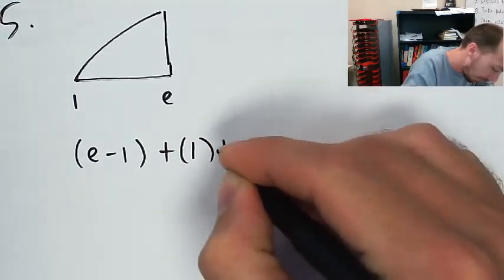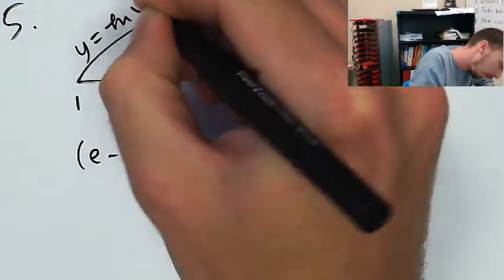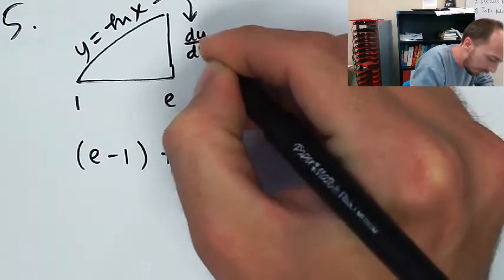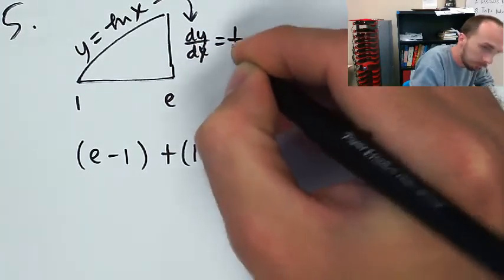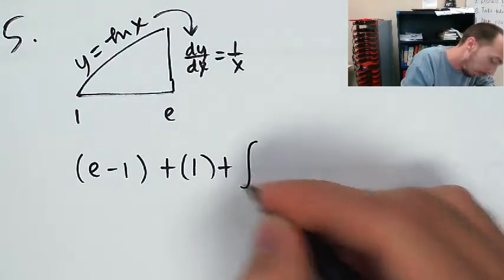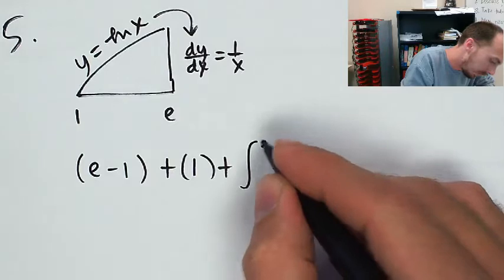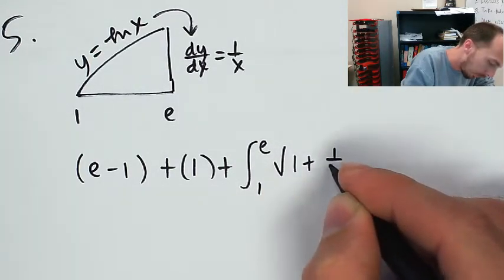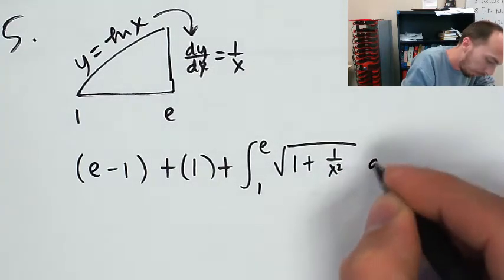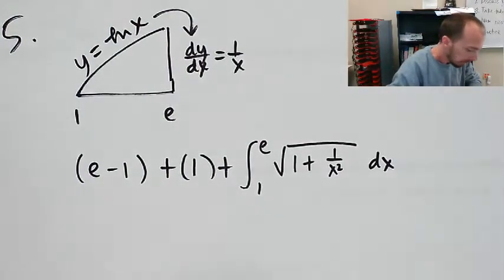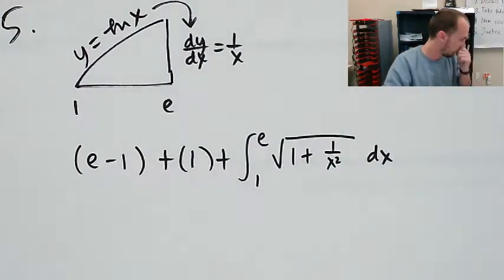So plus 1 plus, and then I'm going to need, okay, if y equals log of x, that means to me that dy/dx equals 1 over x. Okay. And (dy/dx) squared is going to be 1 over x squared. So I'll integrate from 1 to e the square root of 1 plus 1 over x squared. Okay, if you want to just throw parentheses around the 1 over x and square that, that's the same thing. Okay, so e minus 1 plus 1, that's going to just be e.